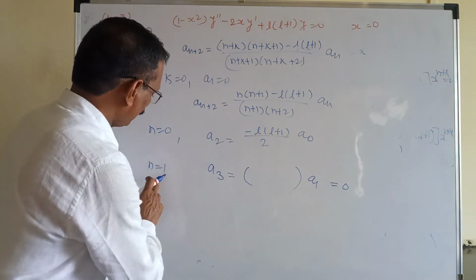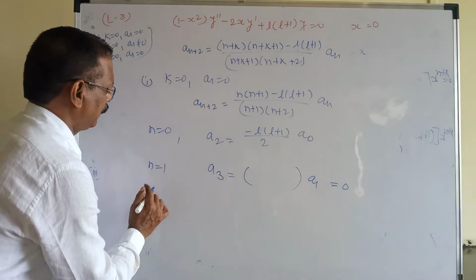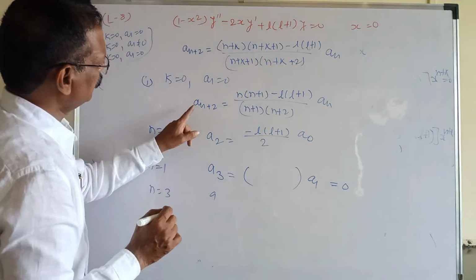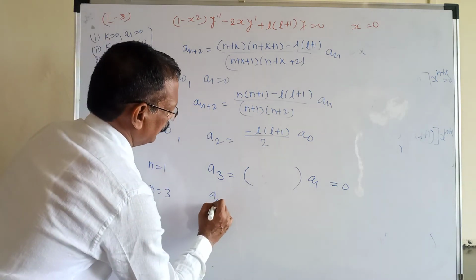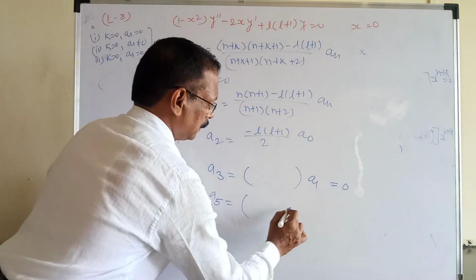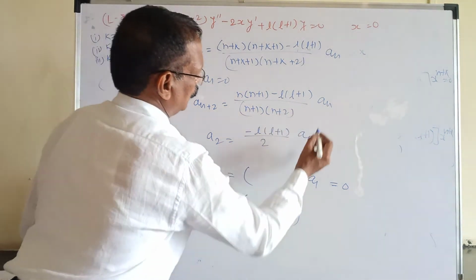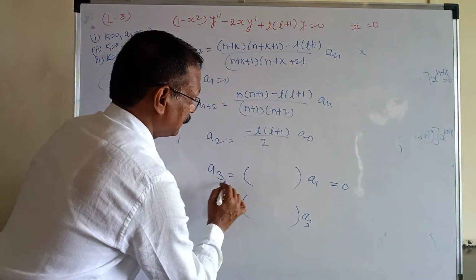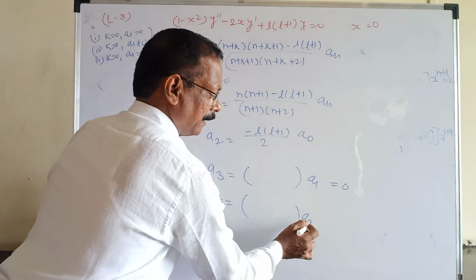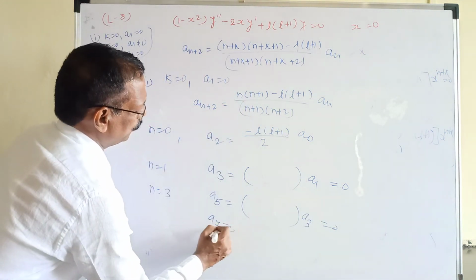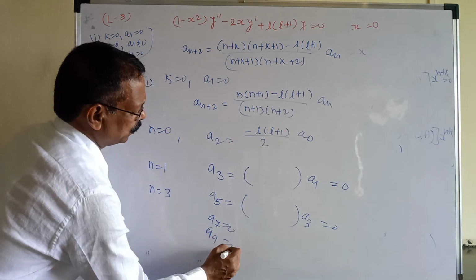Similarly, instead of taking 2 we can take 3. Suppose n is equal to 3. What do we get? 3 plus 2 is 5, so a5 is equal to... Now n is equal to 3 means you will get a3. As a3 is equal to 0, anything divided by 0 is equal to 0. So a3 is equal to 0. Similarly a7 is equal to 0, a9 is equal to 0, and so on.